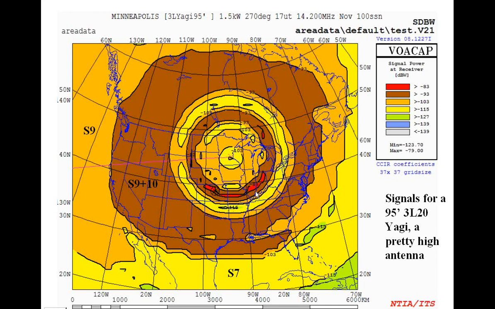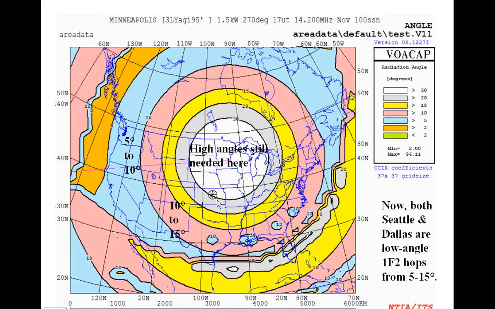throughout Dallas. It puts a pretty powerful signal with only a relatively small skip zone where the signals degrade to only S7 as opposed to, let's say, S9 plus 20 here in the red portion. Now, the angles necessary here, now these angles make a little bit more sense. To Dallas, the angle is somewhere between 10 and 15 degrees. To Seattle, it's somewhere between 5 and 10 degrees.